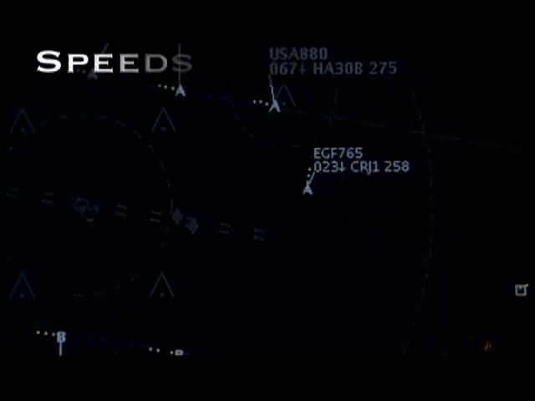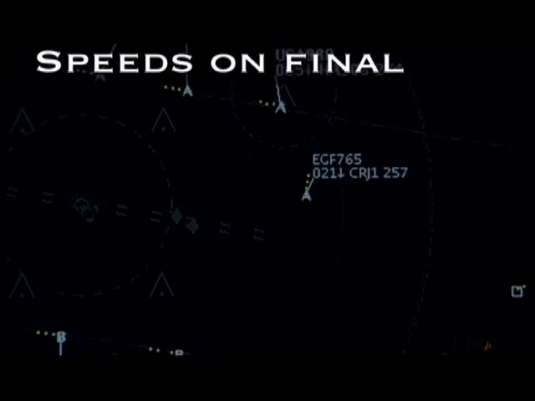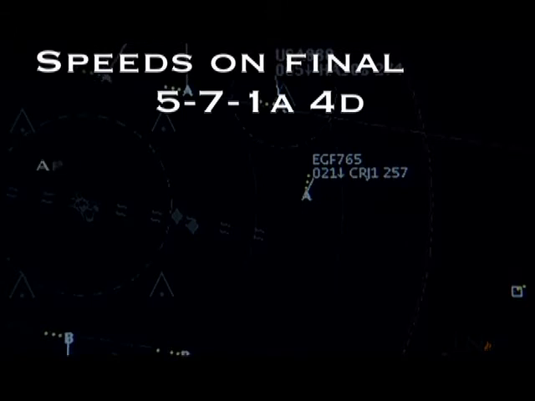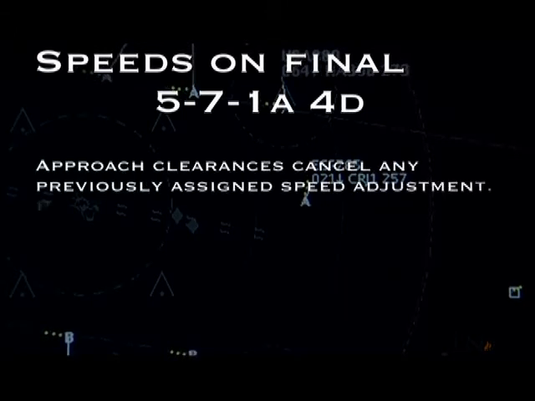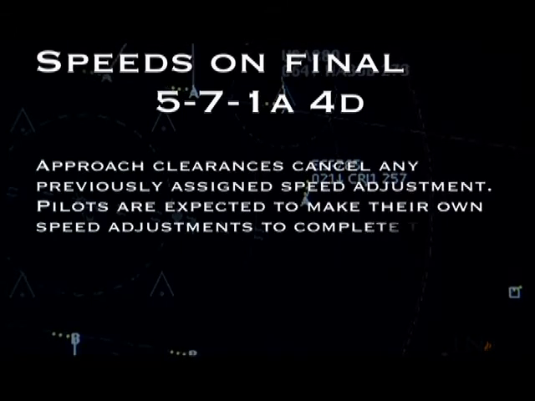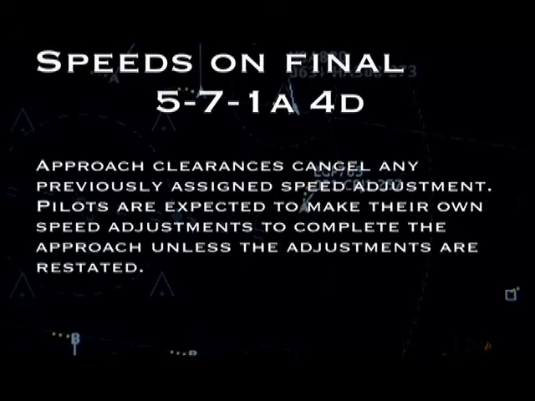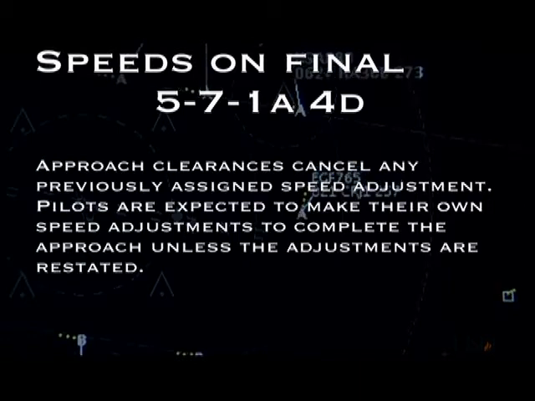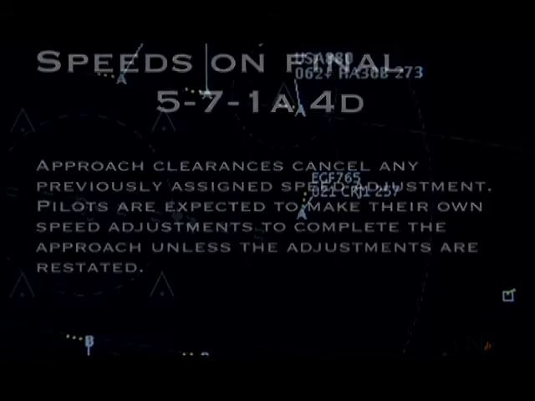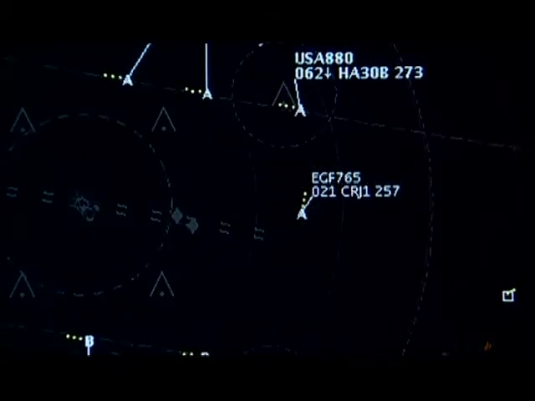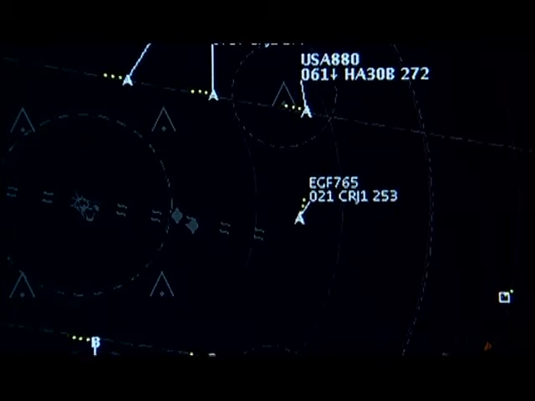Let's talk about speeds on final for a minute. Paragraph 1, number 4D is important to know. It says, approach clearances cancel any previously assigned speed adjustment. Pilots are expected to make their own speed adjustments to complete the approach unless the adjustments are restated. So if you have an aircraft maintaining a certain speed for a reason and you need it to continue to maintain that speed on final, you must reissue the speed adjustment after you issue the approach clearance.